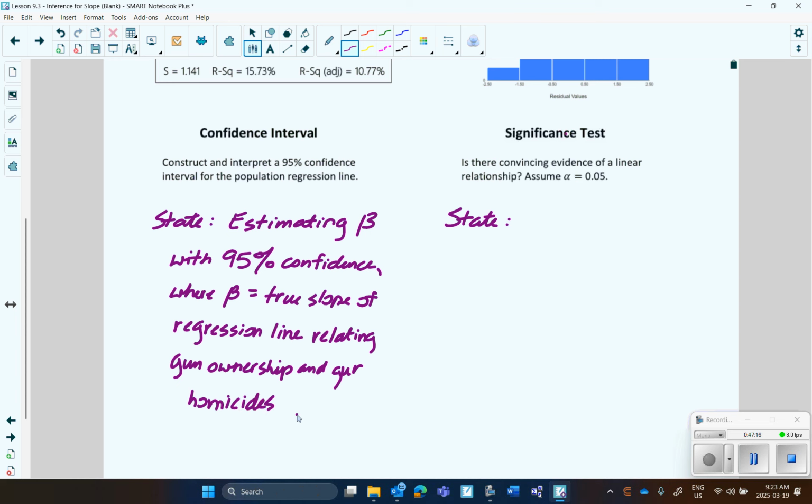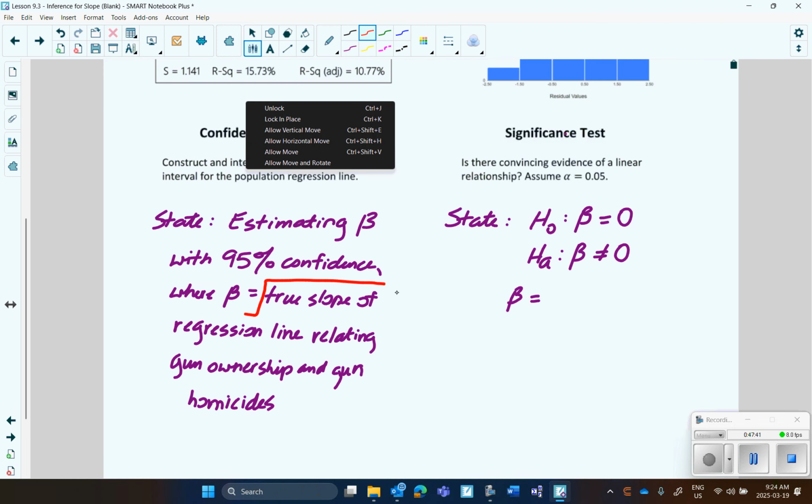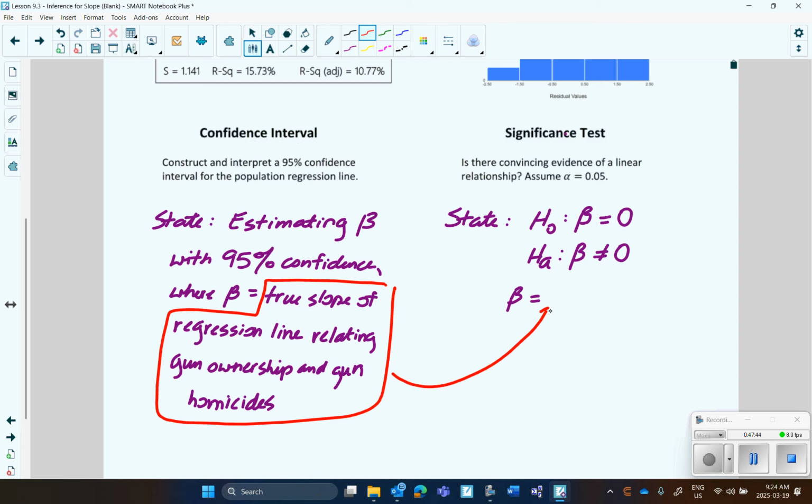So that was the confidence interval. Our hypothesis test: no relationship is the null. There is some relationship is the alternative. And beta equals... I'm not going to spend a bunch of time writing this again. It's the same thing, the true slope of a regression line relating.